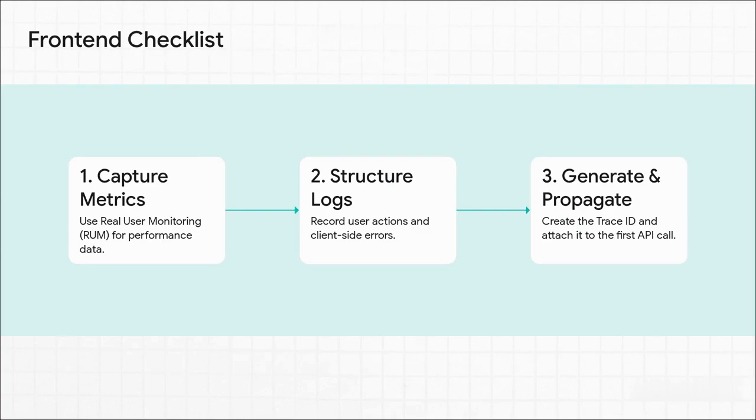Now, for every step in this journey, you're going to see us follow a simple, repeatable pattern. First, we capture key metrics. How long did this page take to load? Second, we create structured logs. The user clicked this button at this exact time. And third, and this is the crucial part, we generate our trace ID, and we propagate it by attaching it to the very first API call that goes out.